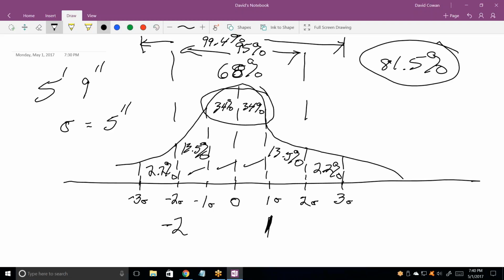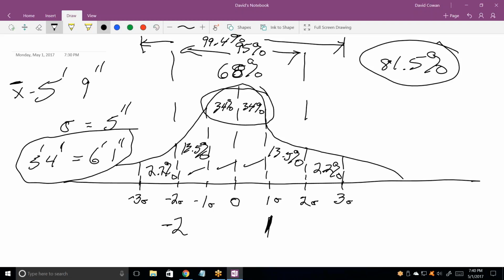Now let's see what that means. That means that 68% of the adult men in the United States are going to have heights that go from 5 feet 4 inches all the way up to 6 feet 1 inch. So 68%, if this was a true statement that that was the mean, 5'9", and that's the standard deviation, then it means 68% of the people will be between those two heights.